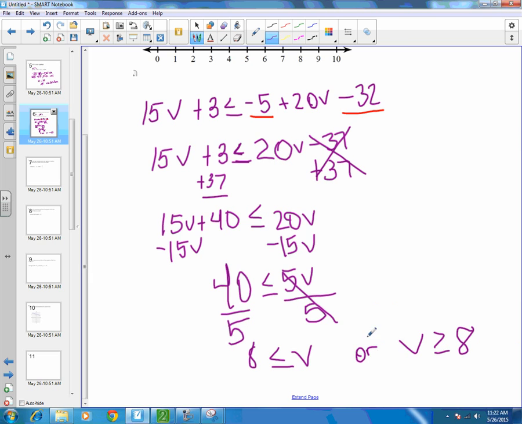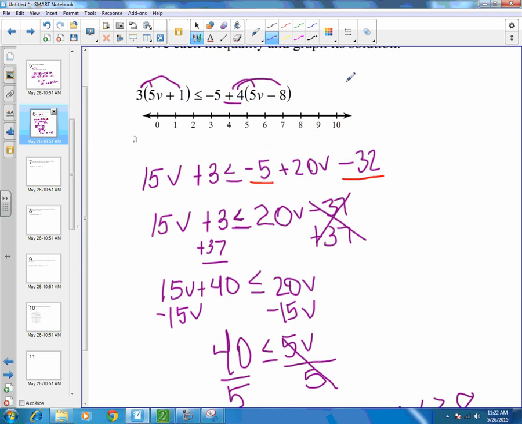So now that I have that, I'm going to go ahead and graph it. So if I have v is greater than or equal to 8, since it's equal to, I'm going to have a closed circle on 8. And everything that's greater than 8 is to the right, because 9 is greater than 8. So my arrow is going to be pointed to the right.